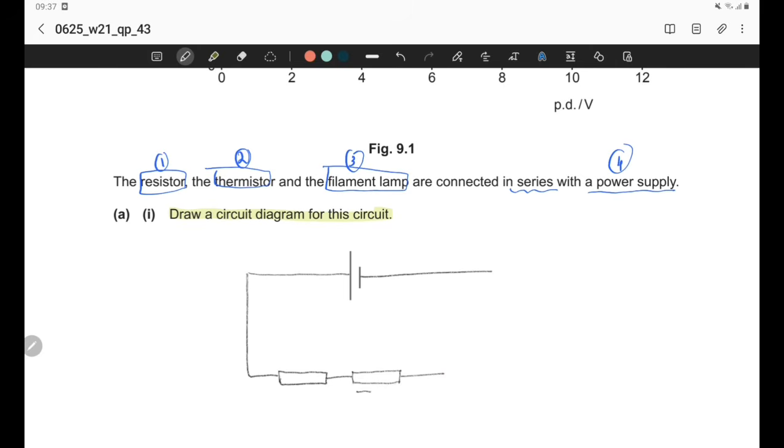So the symbol of thermistor is like this. Then a filament lamp. All we have connected in series. Series means end-to-end connection. Now we can complete this circuit. We can label every component in the circuit also.